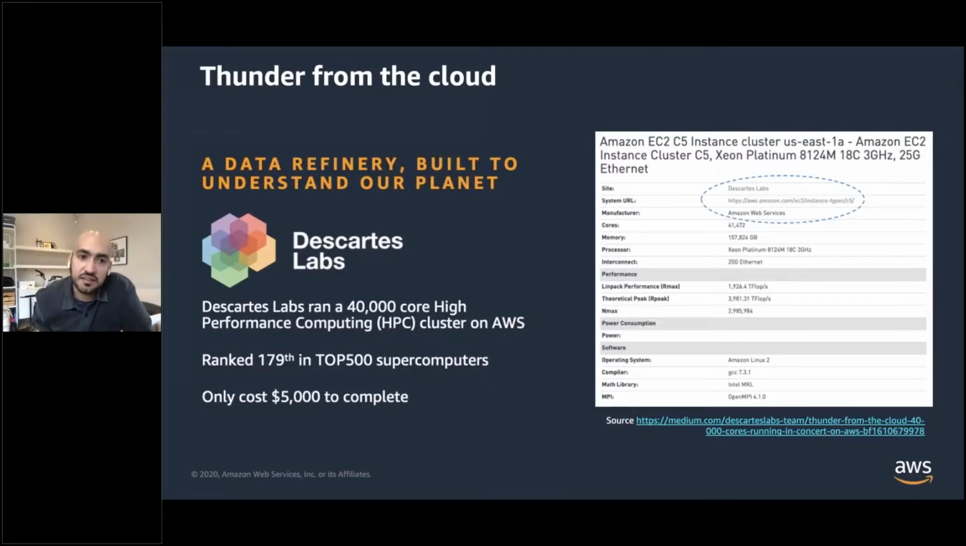Last year, actually, in 2019, a data refinery called Card Labs ran the first virtualized cluster for HPC applications and got into the top 500 supercomputers. For them, it only cost $5,000 to complete. And the interesting thing about this is that they wanted to do it all by themselves. They wanted to check if it's possible to actually have this self-service approach, right? We need it, we just pick it, and then we implement this at scale.